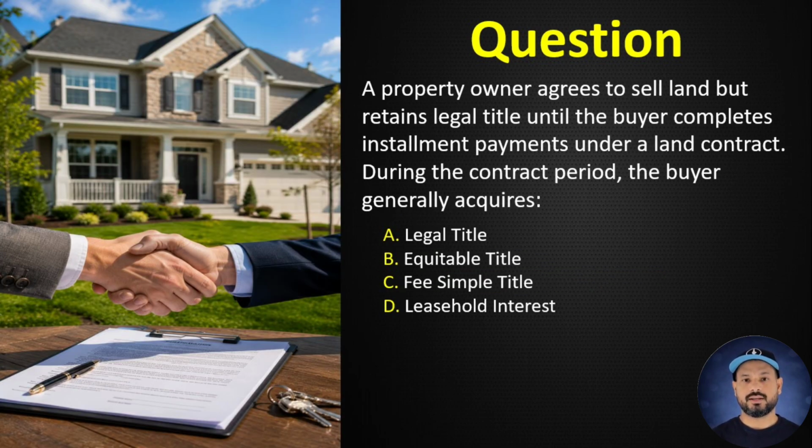Question number 31. A property owner agrees to sell land but retains legal title until the buyer completes installment payments under a land contract. During the contract period, the buyer generally acquires A. Legal title. B. Equitable title. C. Fee simple title. D. Leasehold interest. Correct answer B. Equitable title. Under a land contract, the buyer generally receives equitable title before legal title transfers.